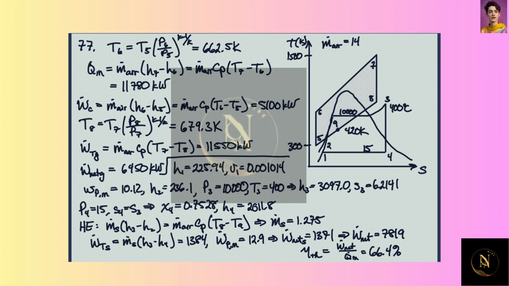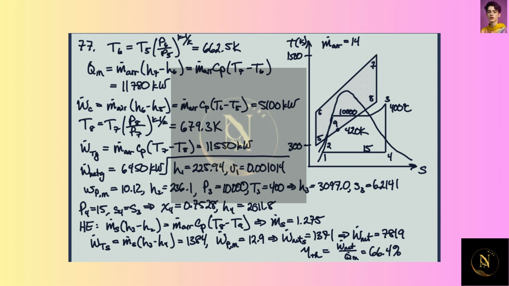Then let's see here. If we look at the gas side, we can use ideal gas laws. From 6 to 7, we can figure out the temperature using the ideal gas relationship, because we know the pressures at 6 and at 7, which I didn't write down.